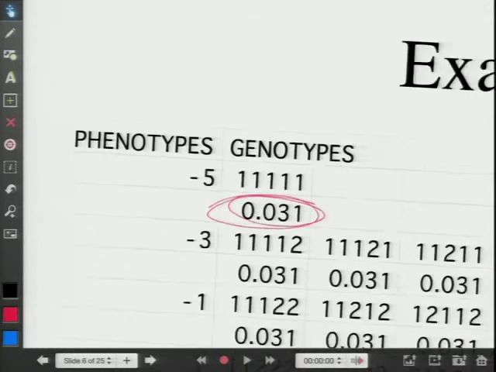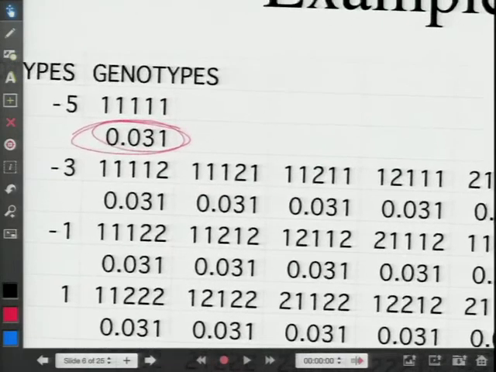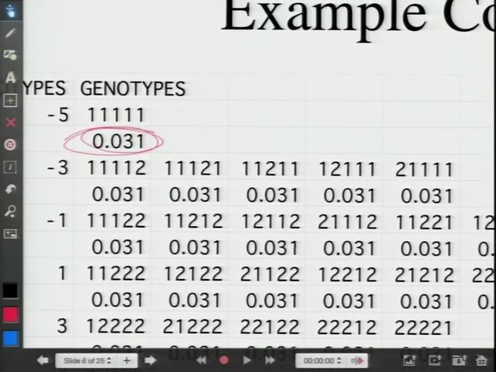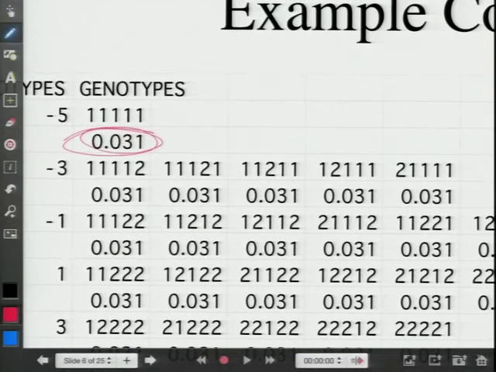Okay? Now, by contrast, how can you get the next smallest phenotype? You have 5 loci.